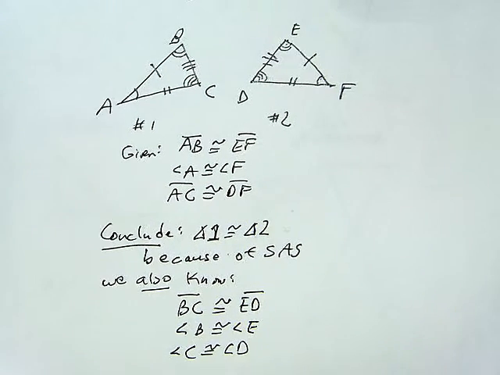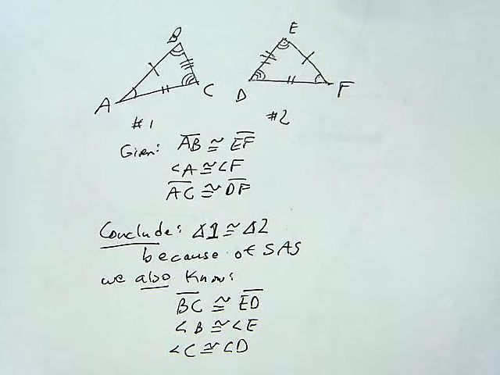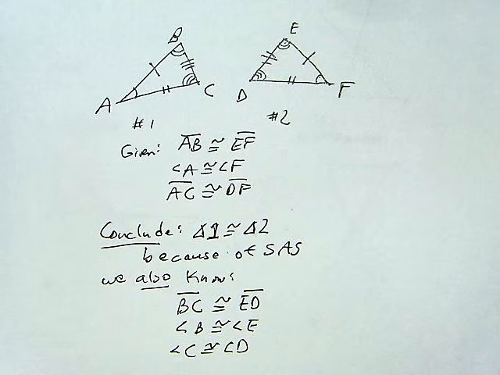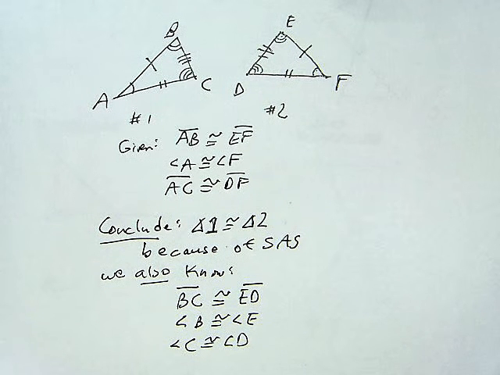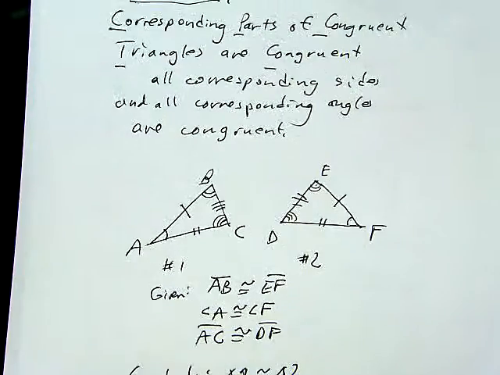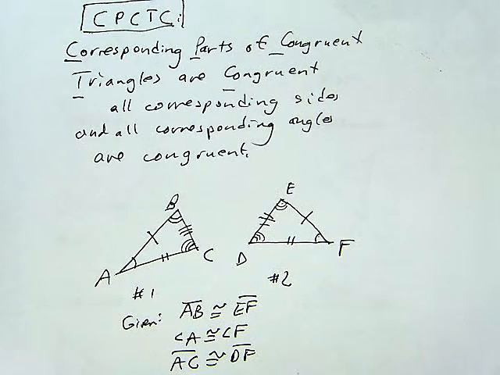Once we know two triangles are congruent, we know that all the corresponding angles and all the corresponding sides are congruent. So we can use that conclusion wherever we need to when it becomes necessary to either state it as a result or use that result somehow in a proof. So that, again, is this theorem: corresponding parts of congruent triangles are congruent.